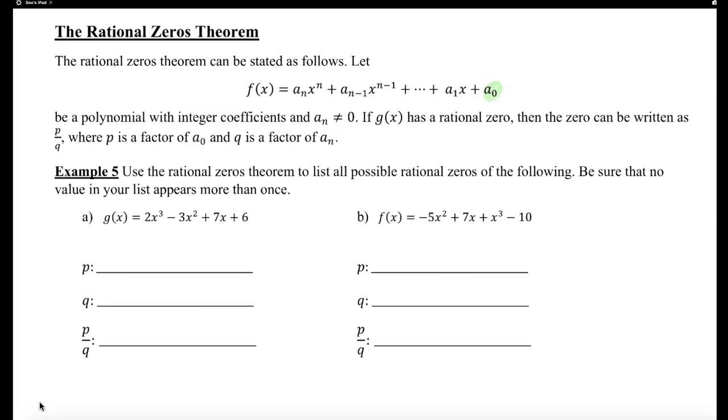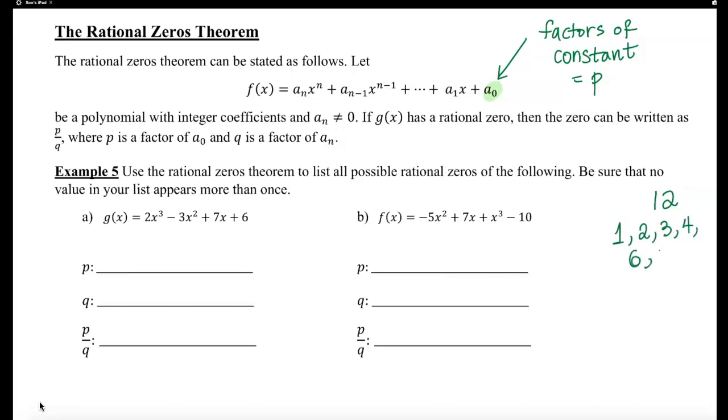So I will go ahead and find all the factors of the constant, and we'll call these P. Factors mean numbers that divide that number evenly. Suppose that we have 12. If I ask you to list all the factors of 12, you're going to say 1, 2, 3, 4, 6, and 12. All these numbers divide 12 evenly. That's what I mean by factors.